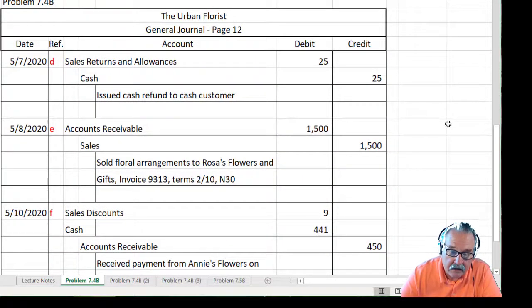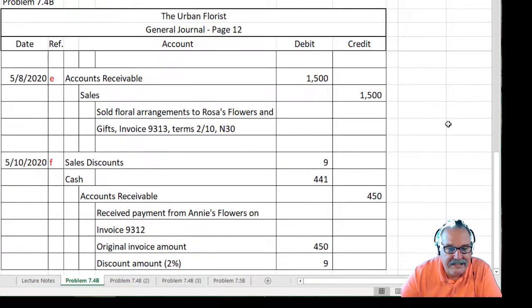Transaction E is on May the 8th. Sold floral arrangements for $1,500 to Rosa's Flowers and Gifts, invoice 9313, terms 2/10, net 30. Very similar transaction to the one we had before, different customer, and the invoice number is one more. So these are going to be sequential. In other words, the invoice numbers are going to go up one at a time because that's how companies issue invoices in sequential order. Debit accounts receivable, $1,500, credit sales, $1,500.